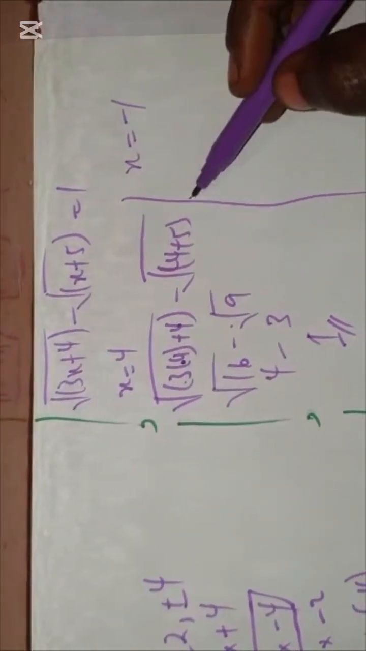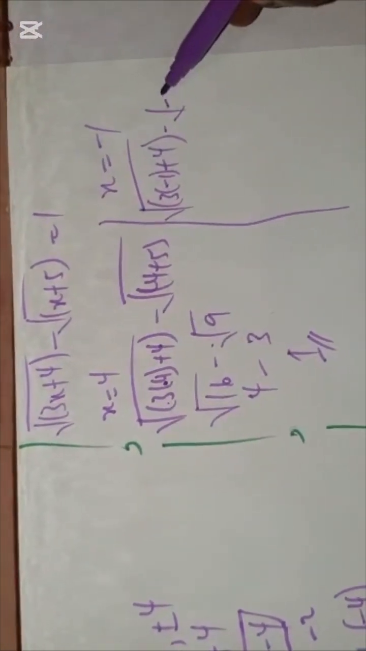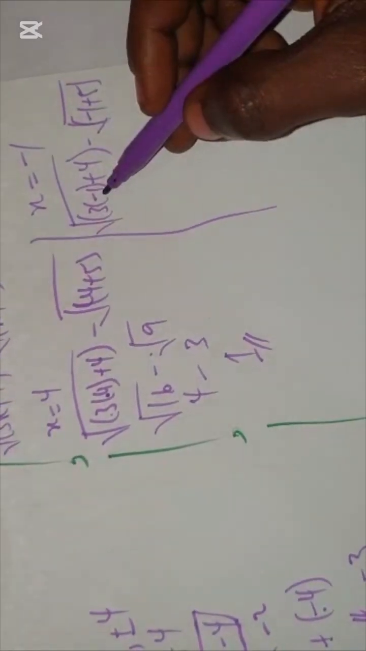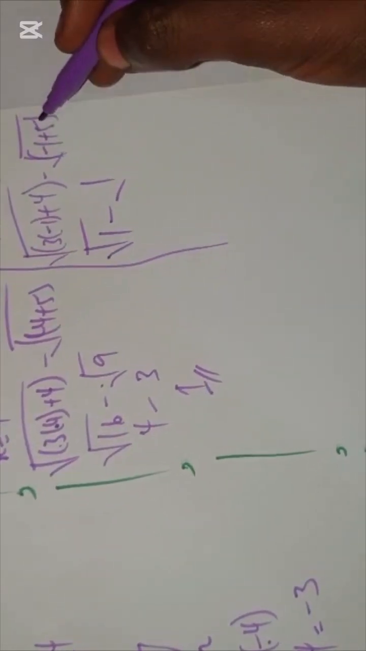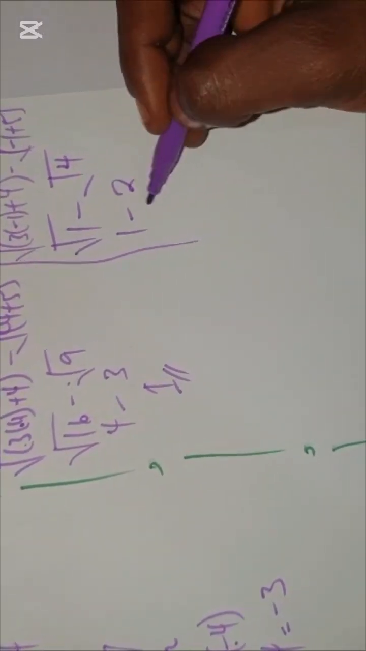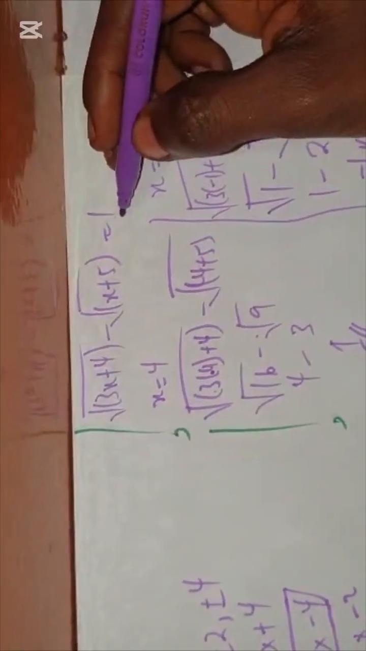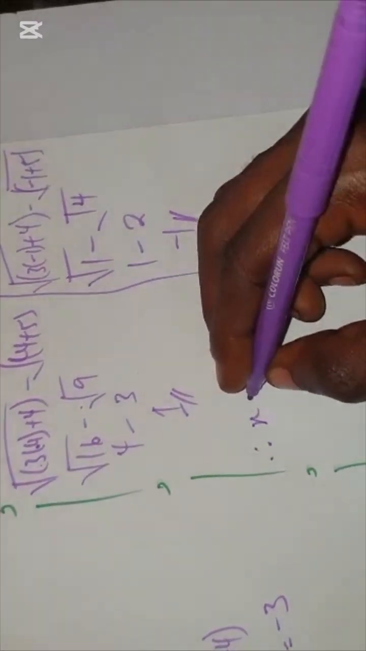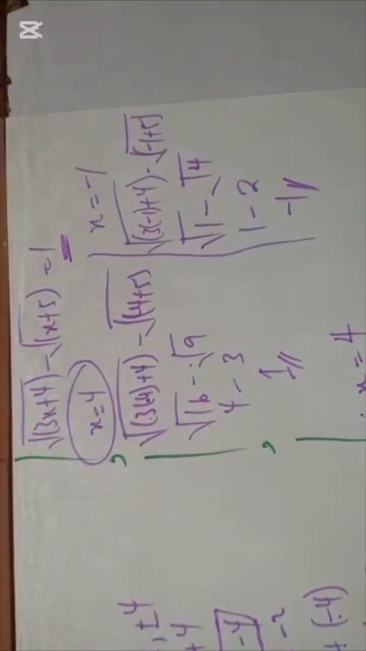x equals minus 1. So root of 3 times minus 1 plus 4, minus root of minus 1 plus 5. 3 times minus 1 is minus 3, plus 4 is 1. And minus 1 plus 5 is 4. Root of 1 gives 1, root of 4 gives 2. 1 minus 2 gives minus 1. But this doesn't satisfy the equation because from our original equation, the final answer was 1. So here we can conclude that x is equal to 4, since only 4 satisfies the equation.